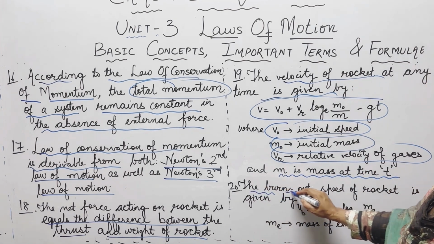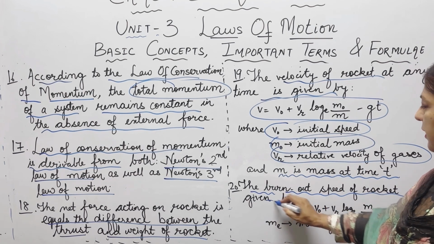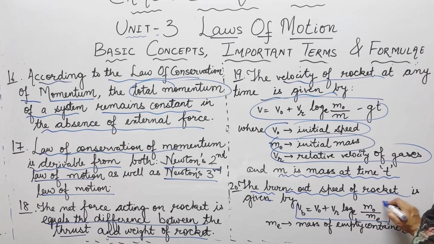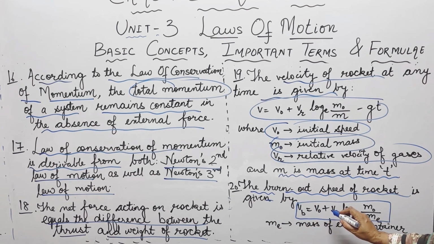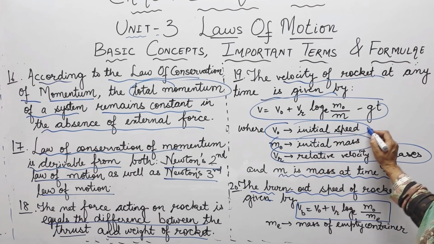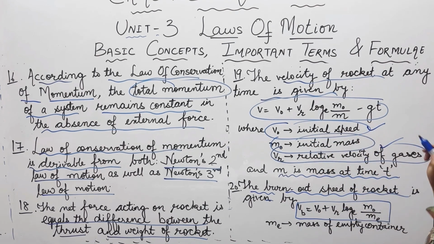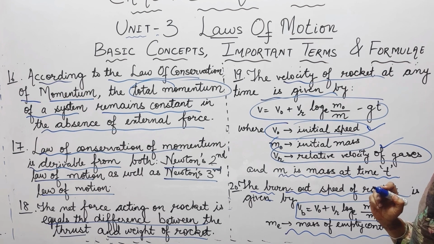Next point is the burnout speed of the rocket, given by vb. It is equal to v0 plus vr log to the base e (m0 upon me), where v0 is the initial speed, vr is the relative velocity of the gases, and me is the mass of the empty container.